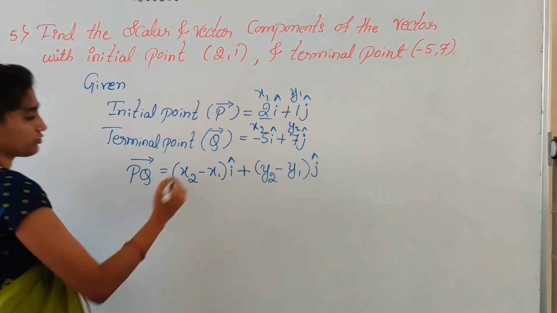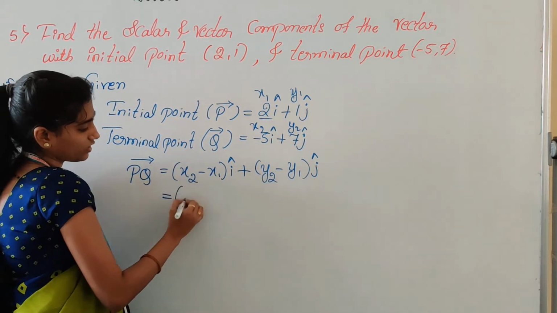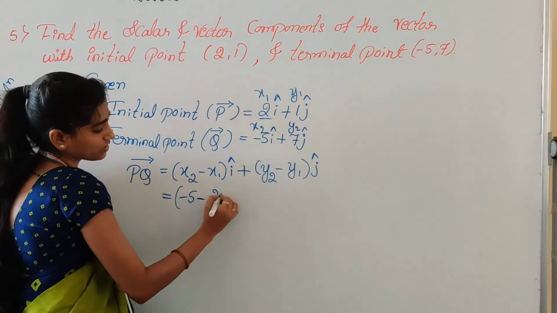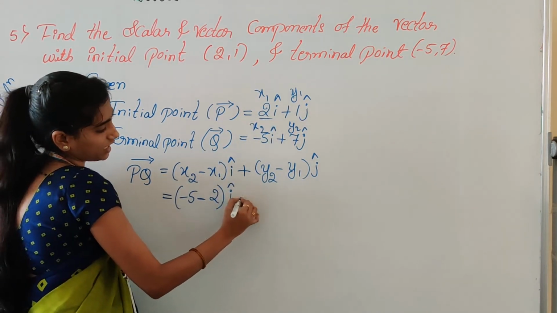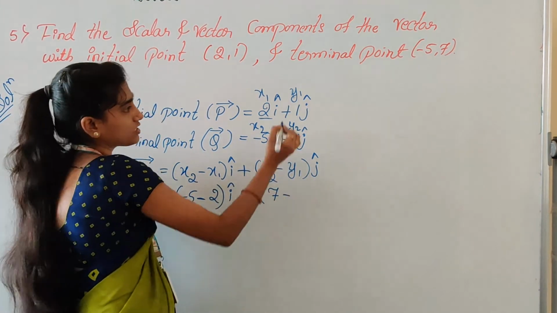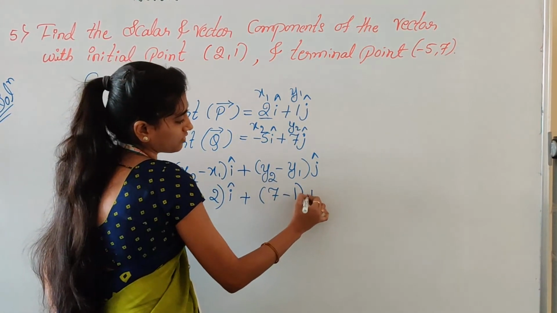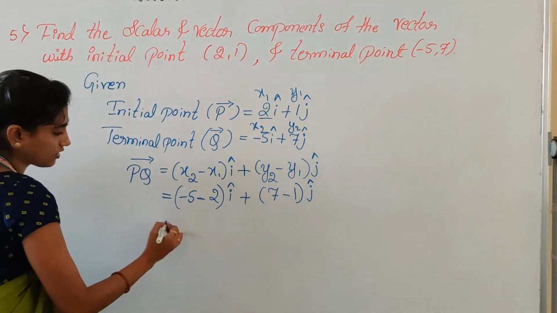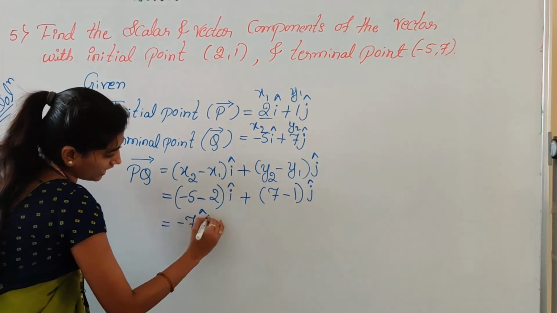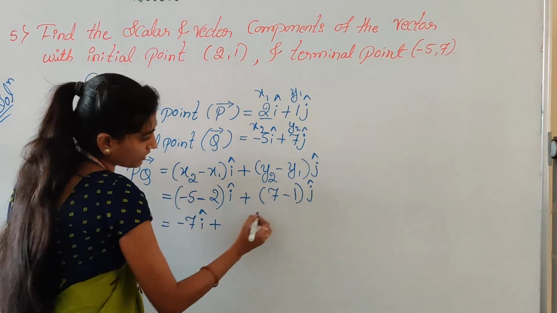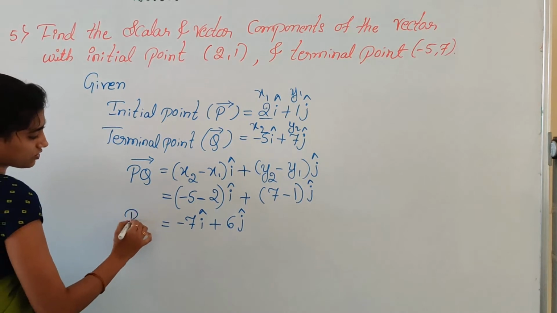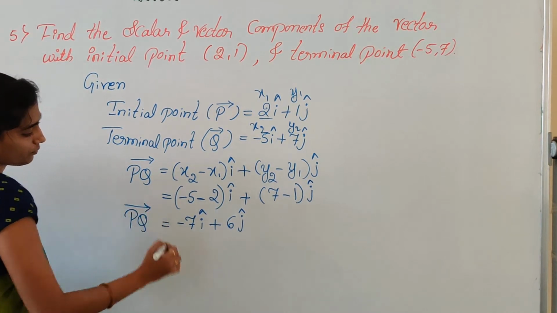Now substitute the values. So x2 value is minus 5, then x1 value is 2, I cap plus y2 value is 7 minus y1 value is 1, J cap. Now minus 5 minus 2 is minus 7 I cap plus 7 minus 1, that is 6, 6 j cap. So this is vector PQ.